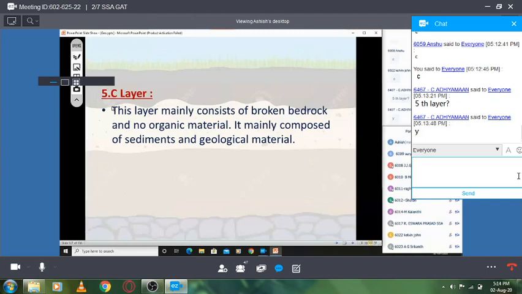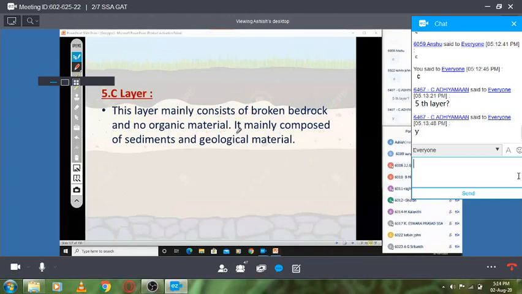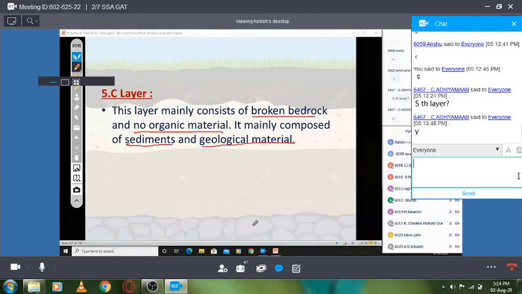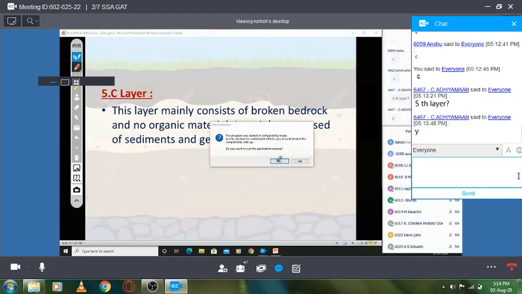This layer mainly consists of broken bedrocks. No organic material will be there. It is mainly composed of sediments and geological material. It will be much below the bedrocks. Broken bedrocks, no organic material, composed of sediments and geological material. This is all about your 5C layer.